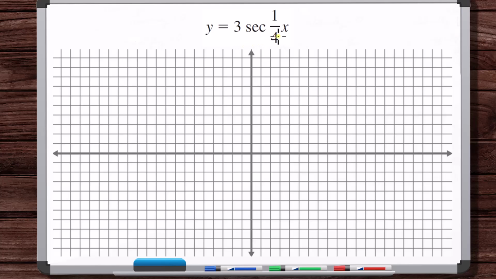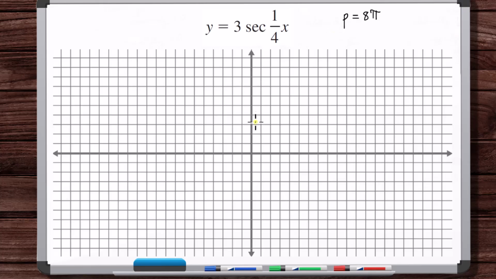It hasn't been shifted horizontally or vertically, but it's been scaled by a factor of 4 about the x-axis. And so we know that the period of secant and cosecant is 2 pi instead of pi, as it was with tangent and cotangent. So we go from period 2 pi to period 8 pi. Right? 2 pi times 4 is 8 pi.